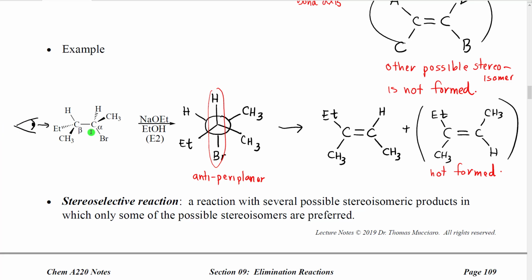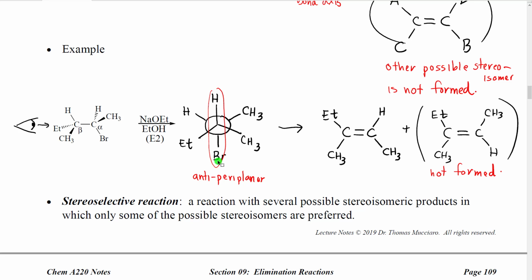So if we look in this direction then, we would see that the beta carbon is in front, here's the hydrogen attached to beta, and then ethyl would be on the left, methyl would be on the right. If we then look at the back carbon, hydrogen would be on the left, methyl would be on the right, and bromine would be straight up and down in the anti-periplanar plane.